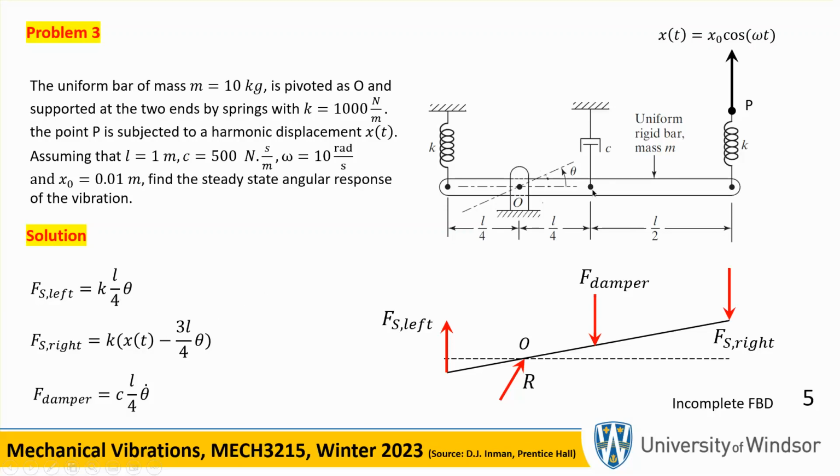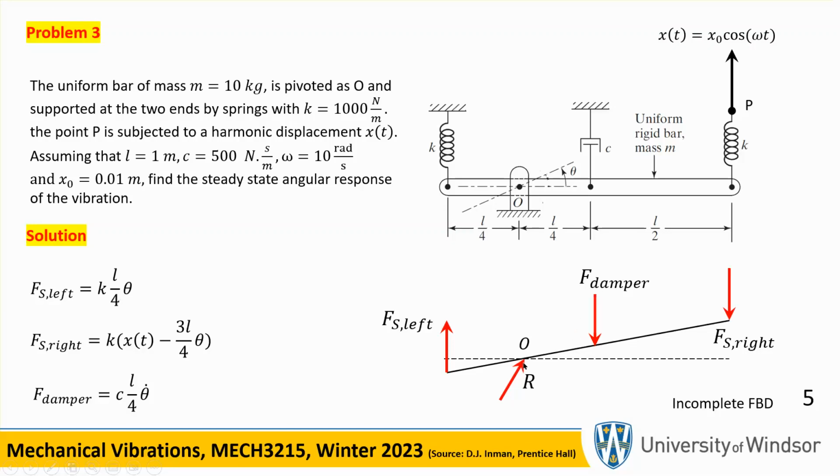Now, what is the velocity of this point? Isn't it r theta? R theta is that distance. Now, when I say r, it means L over 4 actually. L over 4 times theta is going to be the displacement of this point right underneath that force. But we're interested in the derivative of that, the velocity of that. So it's going to be L over 4 times theta dot. And then you multiply it by the damping coefficient, you're going to get the damper force.